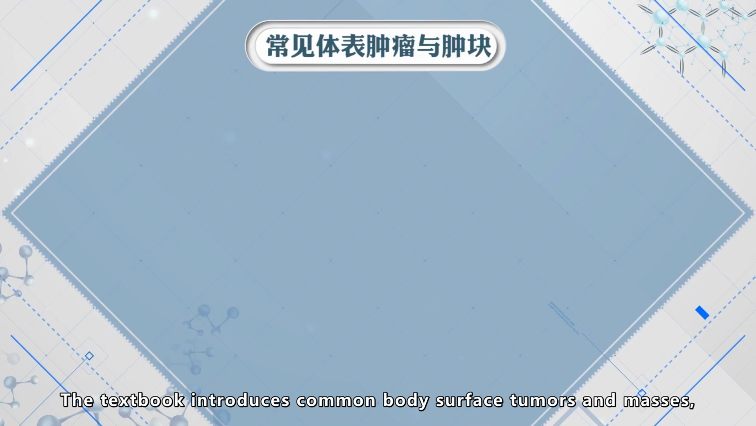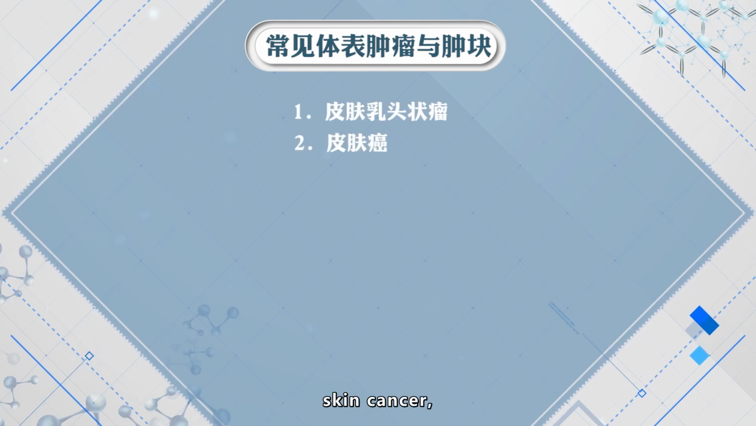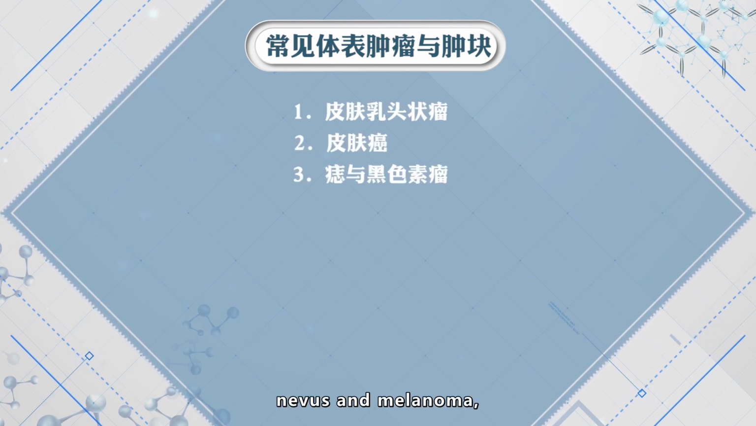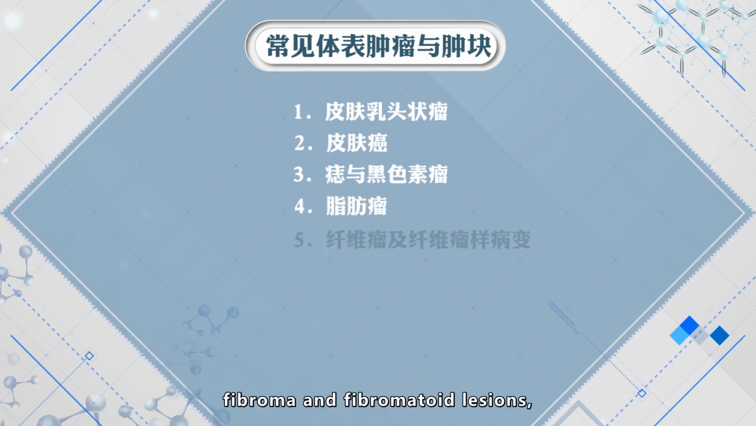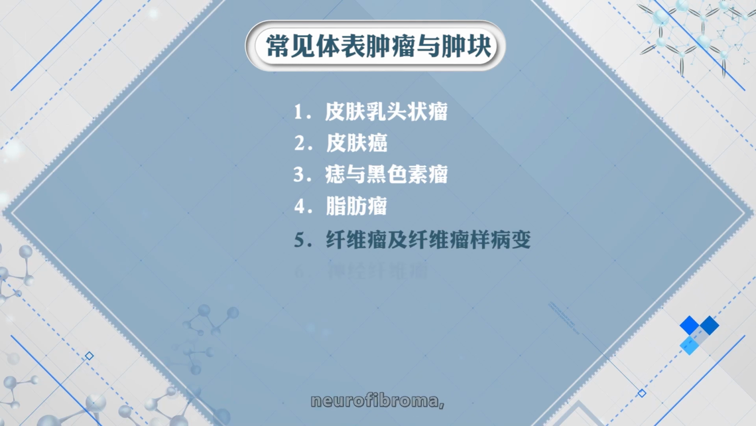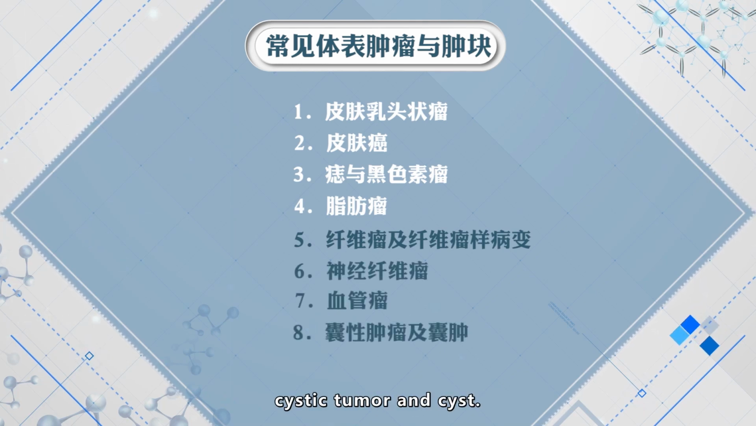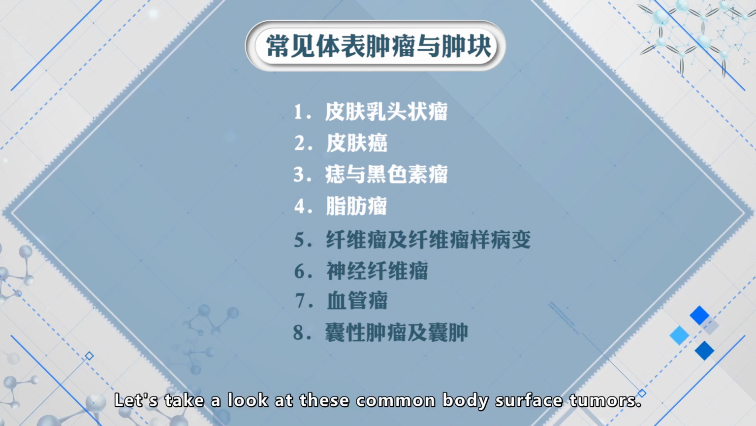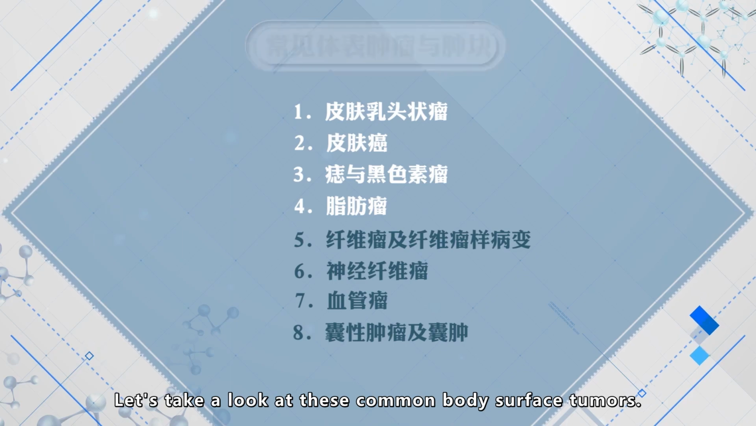wall. The textbook introduces common body surface tumors and masses, including skin papilloma, skin cancer, nevus and melanoma, lipoma, fibroma and fibromatoid lesions, neurofibroma, hemangioma, cystic tumor and cyst. Let's take a look at these common body surface tumors.